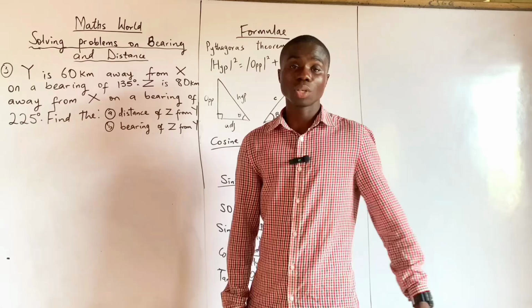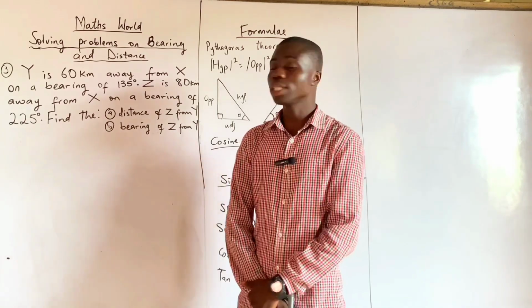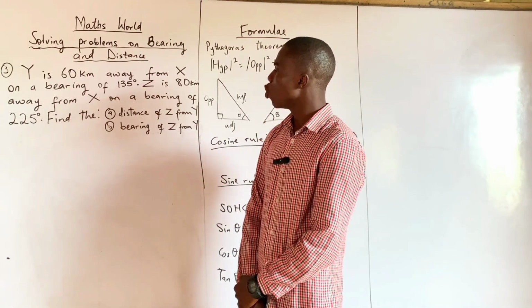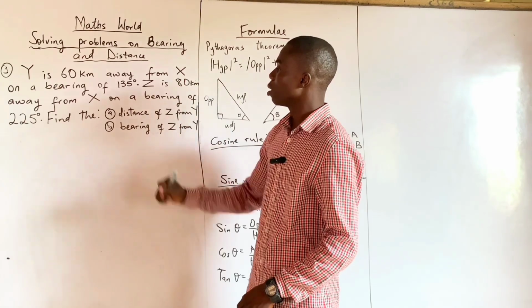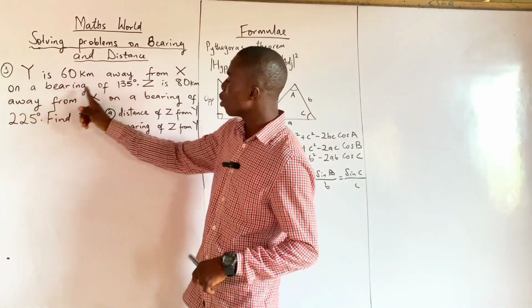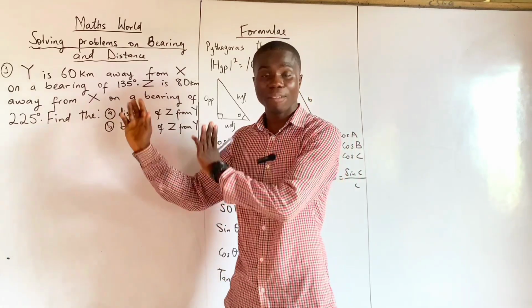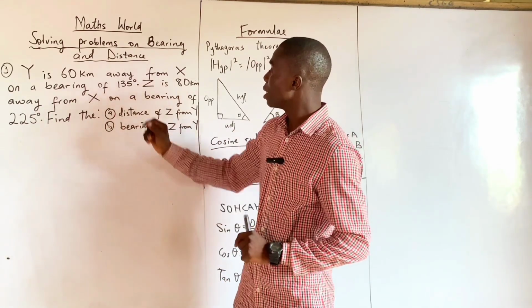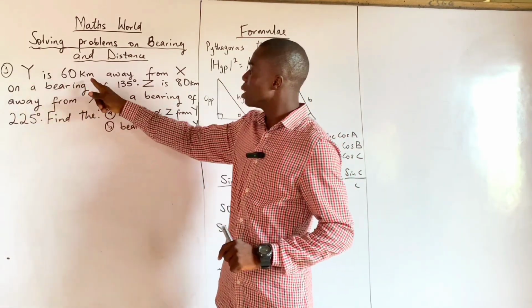So let's go and solve this question. Now let's interpret. They say y is 60 kilometers away from x. You will see what they say, but it doesn't end. And they say on a bearing of 135 degrees. You see that they have given us the bearing of this point, and they said it is what? Y is what?